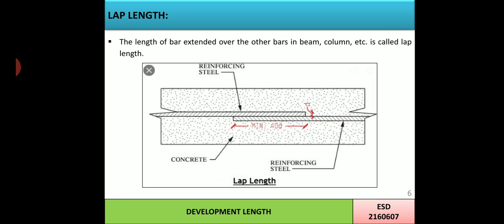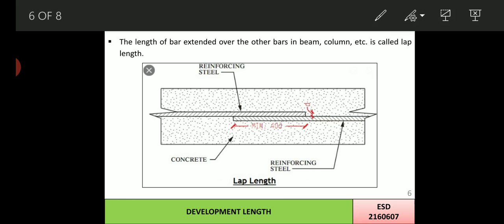Now further moving to lap length. The length of the bar extended over the other bars in the beam, column, etc., or any structural member is called lap length. In simple words, I can say the overlap length of the bars is called the lap length. Over here we have shown it in the figure, that is known as lap length.